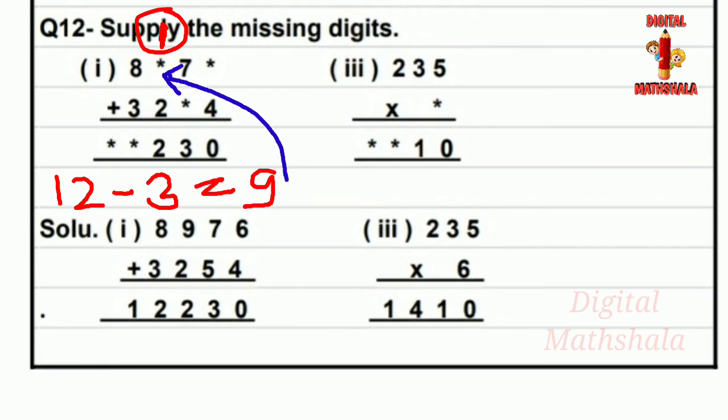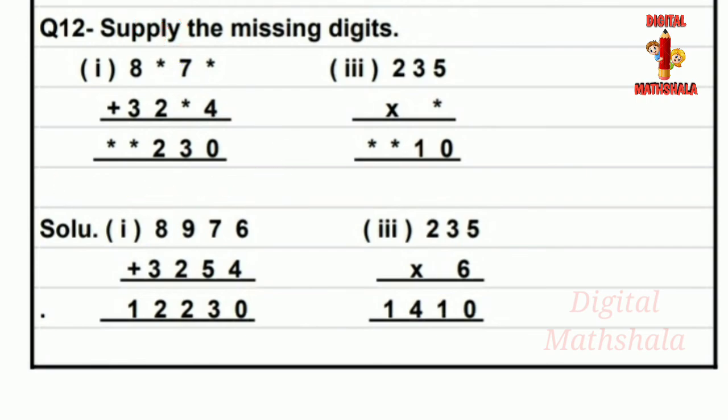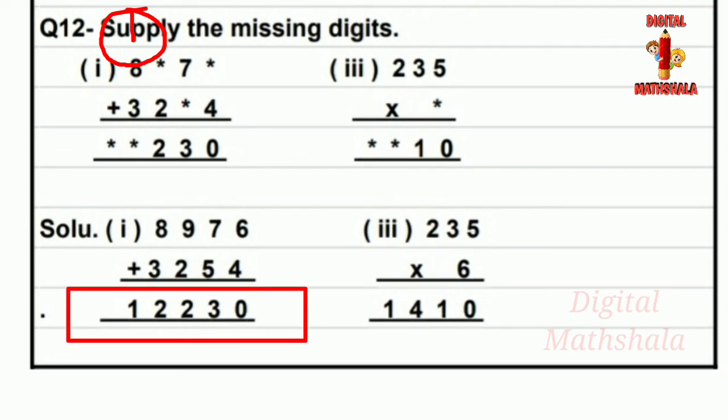Now carry will go here because it is 12, so 1 will go here as a carry. Now 8 plus 3 we will get 11, and 1 carry, so it will be 12. So the answer will be 12,230. That is the required answer.